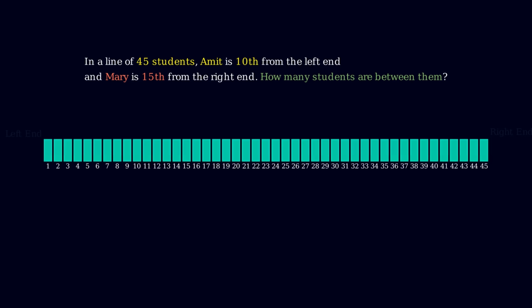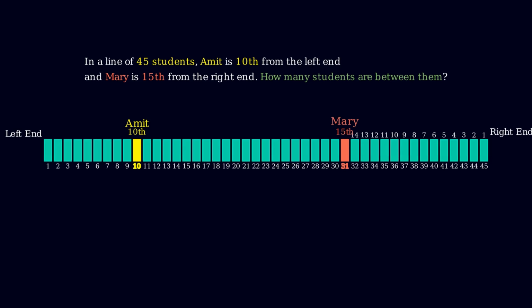And it starts from the left end, it ends at the right end. So let's place our left end and the right end. And we are given that Amit is at the 10th position from the left end. And Mary is at the 15th position, but starting from the right end. For the question, Mary's position is not given, to be exact, from the left end. So we need to calculate or find out Mary's position.